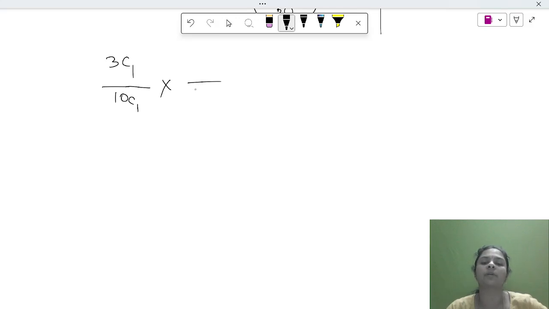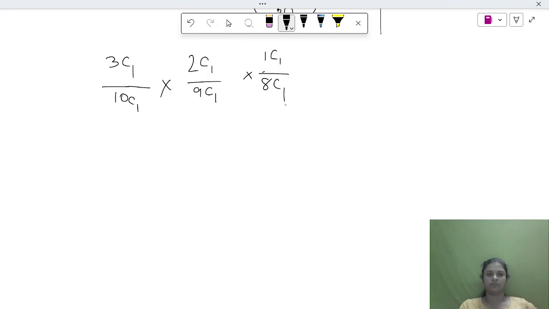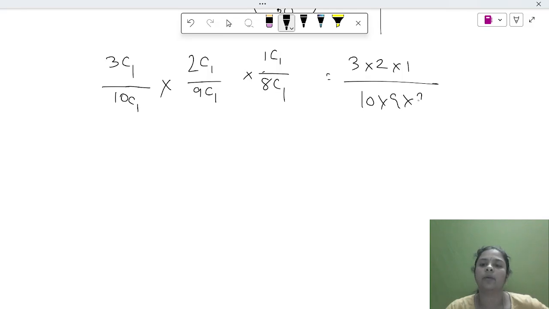Next, without replacement, now one item is already chosen. So how many outcomes will be left? 9. Yes, 9. Now, of 3 defective, one defective is already gone. How many defectives are left? 2. 2C1 by 9C1. Third, 1C1 by 8C1. Is this clear? So your answer will be 3 into 2 into 1 divided by 10 into 9 into 8.